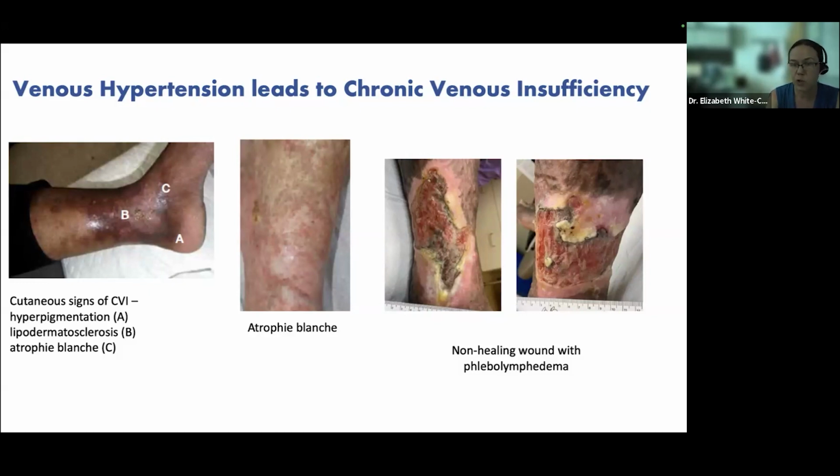And atrophie blanche, which you can see in this person with darker skin and also with lighter skin in the middle photo here. This is a non-specific finding in the case of venous insufficiency, but can be extremely painful. So it's usually a white skin with these pink dots in there. And again, just keeping in mind that when the patient says it hurts, it's definitely very painful. And then lastly, you'll have this non-healing wound with the phlebolymphedema, which is what we want to try and prevent or at least rapidly close.